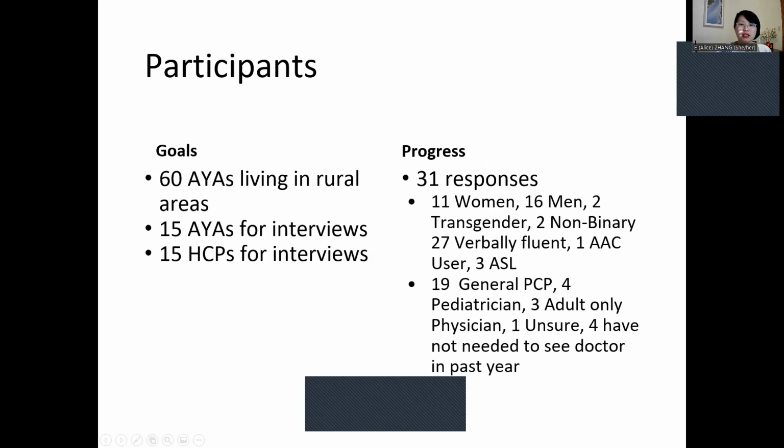The goal of this study is to survey 60 AYAs in rural communities, and interview 15 AYAs and 15 healthcare professionals. So far, as a study in progress, we have surveyed 31 responses from a very diverse population.